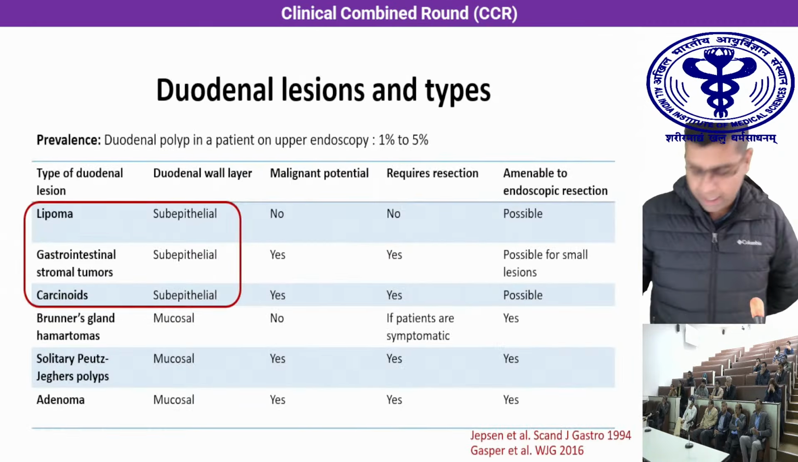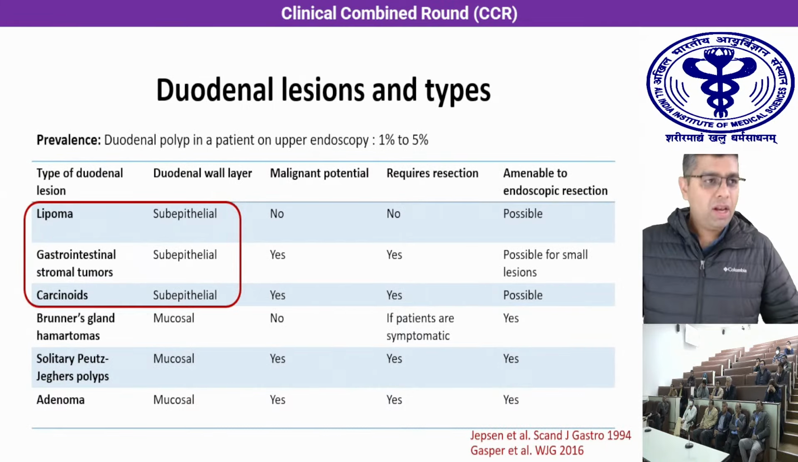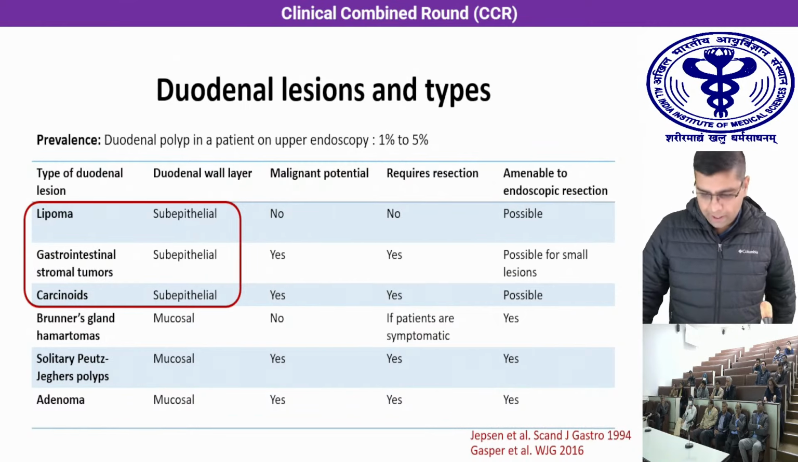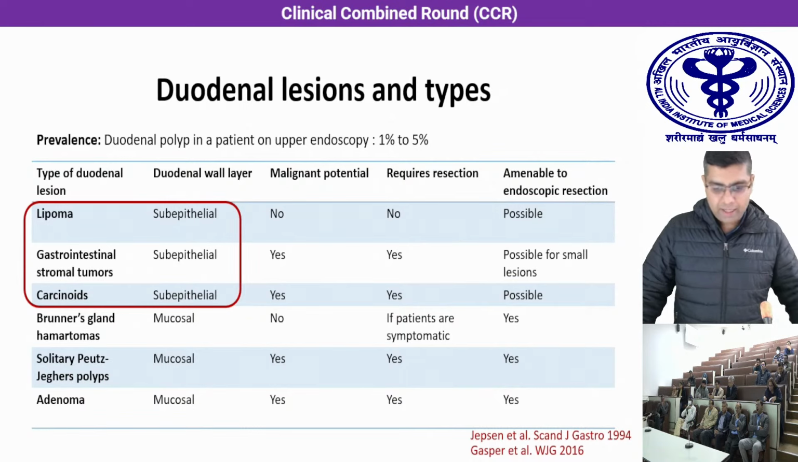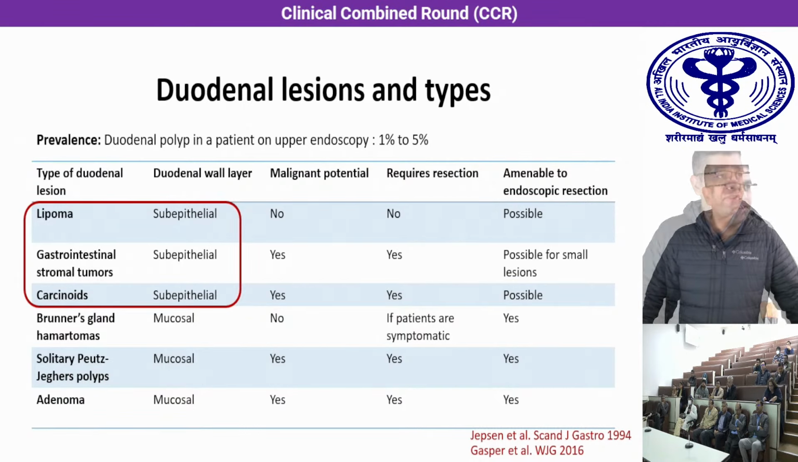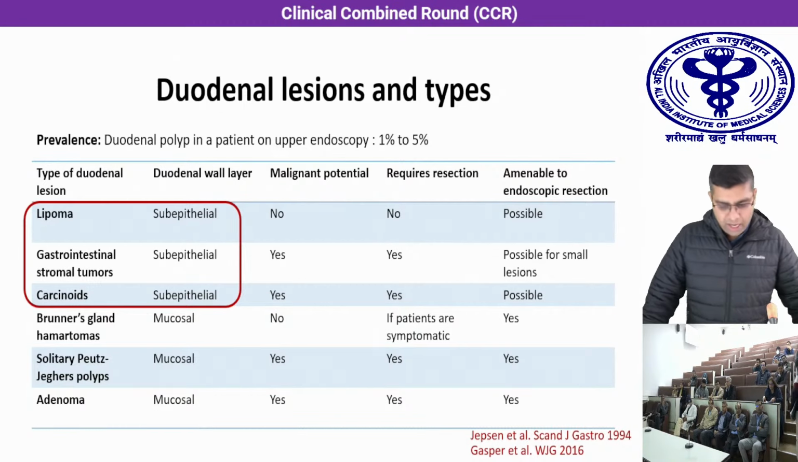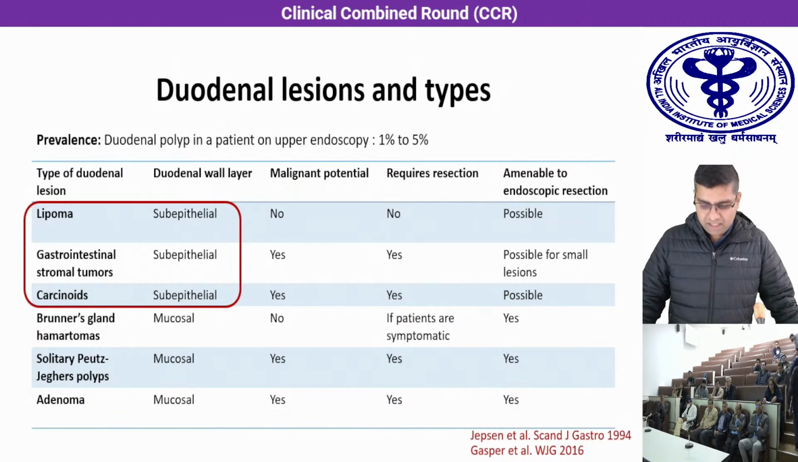Coming to the discussion part. So overall, whenever we find an upper GI duodenal polyp on upper GI endoscopy, the currently available data shows that any duodenal polyp has a prevalence of around 1 to 5%. Most common lesions found as a duodenal polyp can be a lipoma, GIST, carcinoid, that is neuroendocrine tumor, hematoma, Peutz-Jeghers polyp, or an adenoma. These lesions can be subepithelial or mucosal.